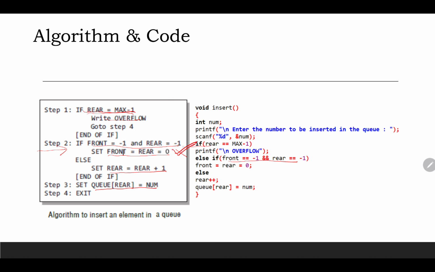If this condition is true, it will go to step 3 and assign the value in the rear position. Same thing only. Here the if statement doesn't have braces. So without braces, if the condition is true, only this line will be executed, and if the condition is false and it goes to the else part, it will be out of the if. Okay, so this is the code for doing the insertion in the queue.